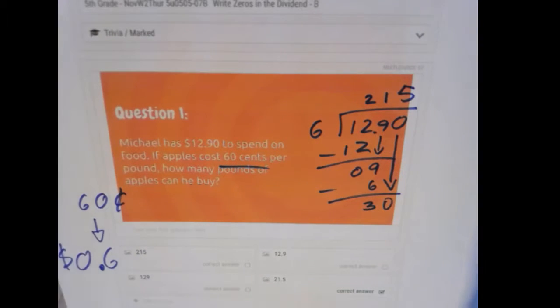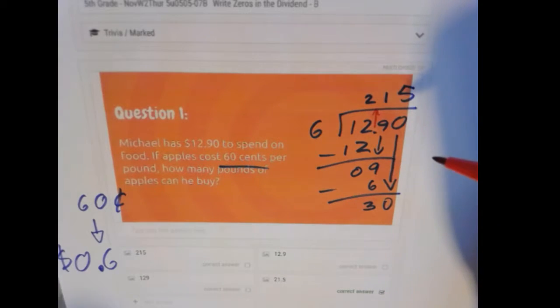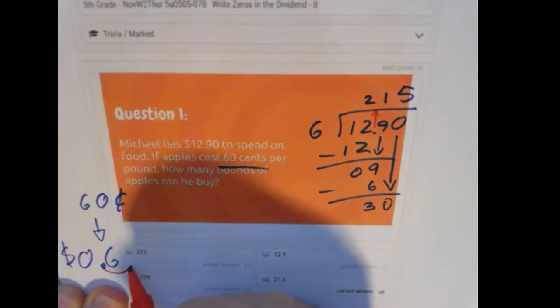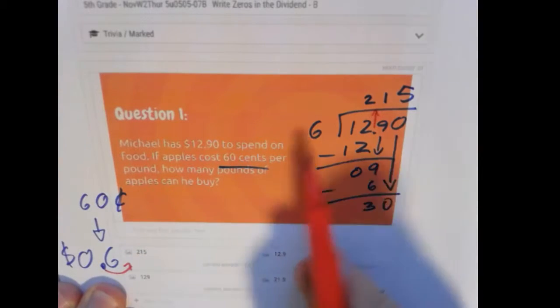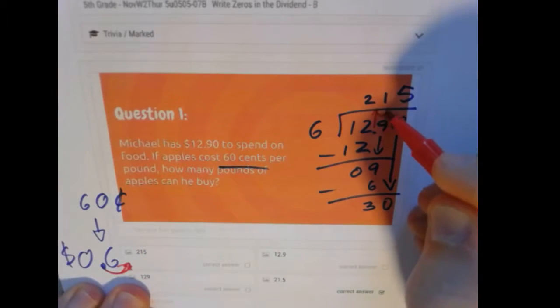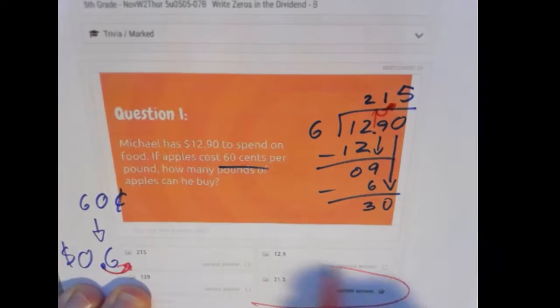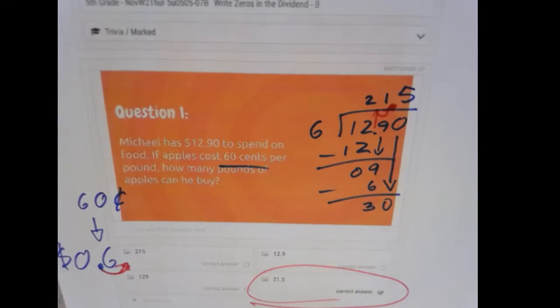Okay. So typically, if we follow this, the decimal is going to go straight up here between the 2 and the 1. But remember at the beginning, so that we were working with 6 instead of 0.6, we moved the decimal 1 spot to the right. So we move it 1 spot to the right here, telling us that we can actually afford 21.5 pounds of apples. Awesome.